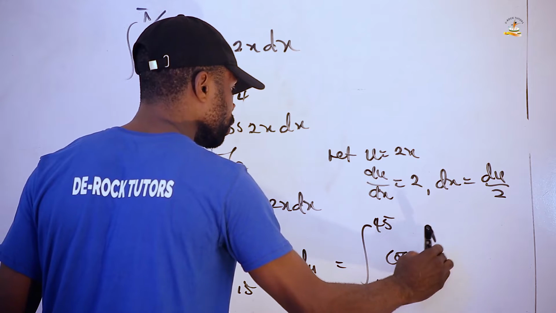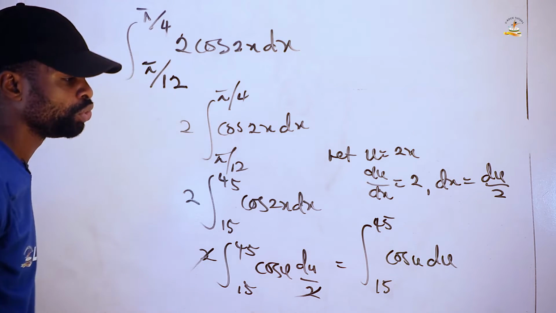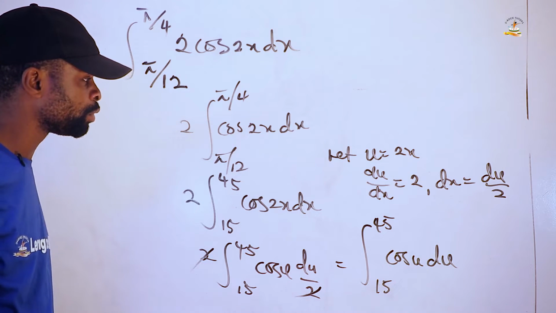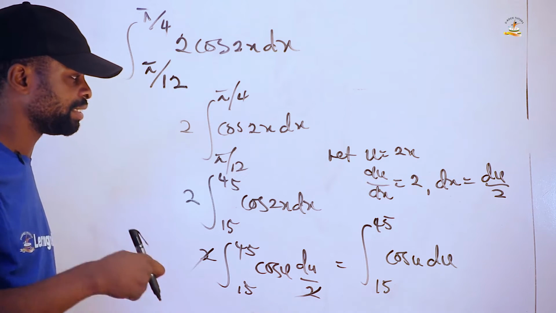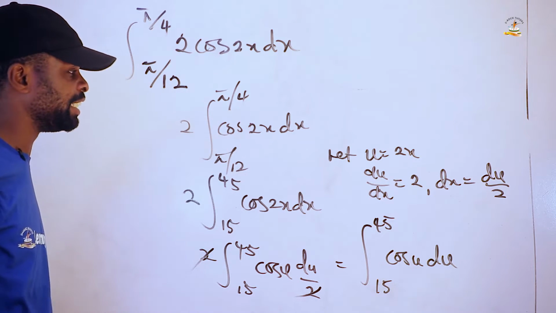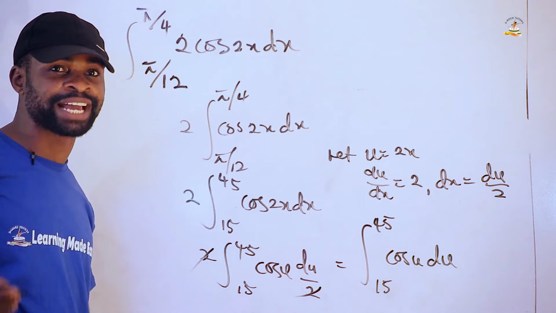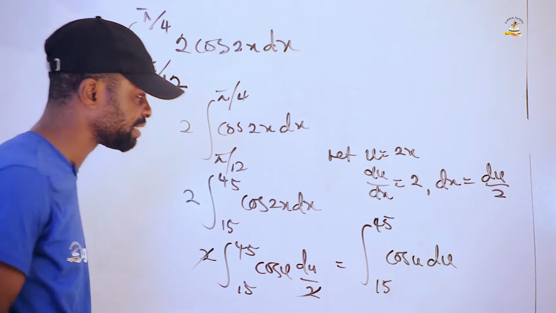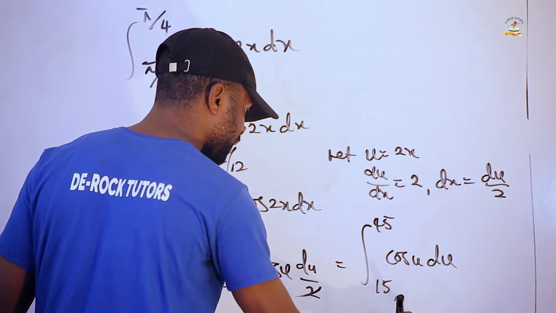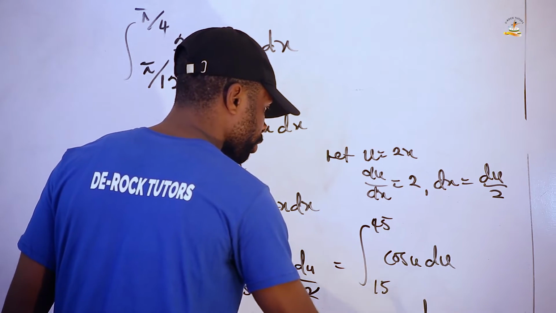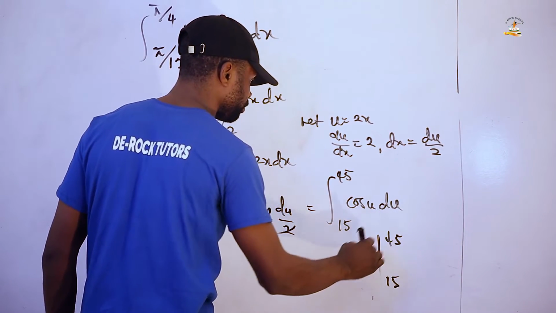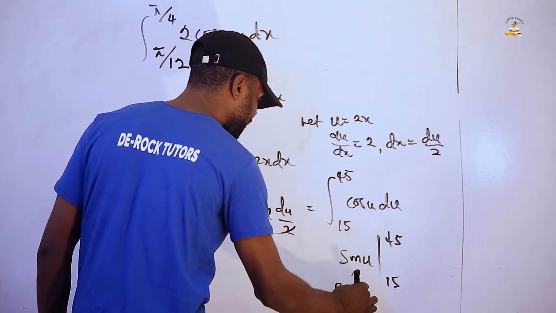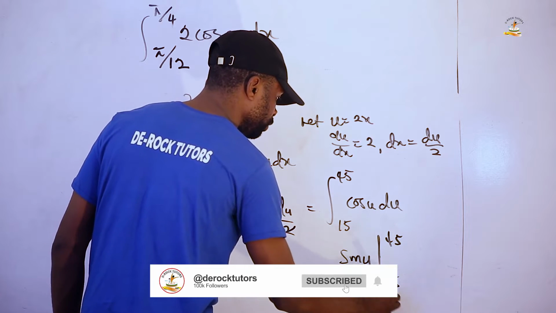So you are now left with the integral of cos u du from 15 to 45. When you integrate cos u, you have sin u. But when you differentiate cos u, you have minus sin u. That is just a standard integral. So this one is going to be sin u from 15 to 45. But my u is 2x. I will now put it as sin 2x from 15 to 45.